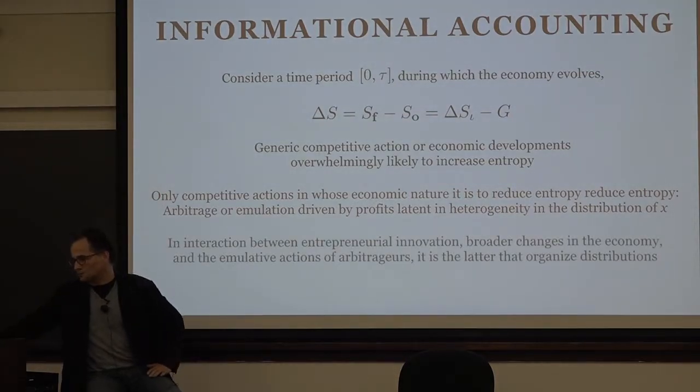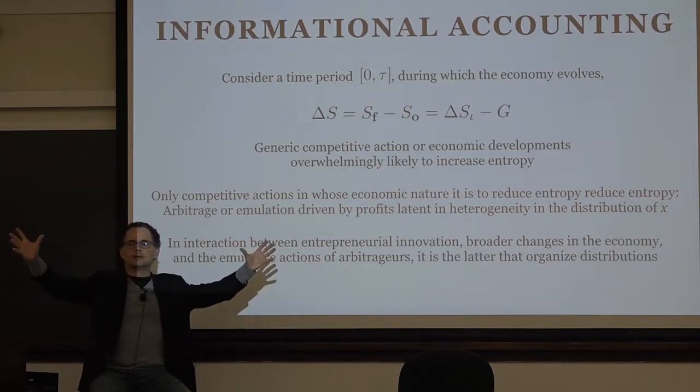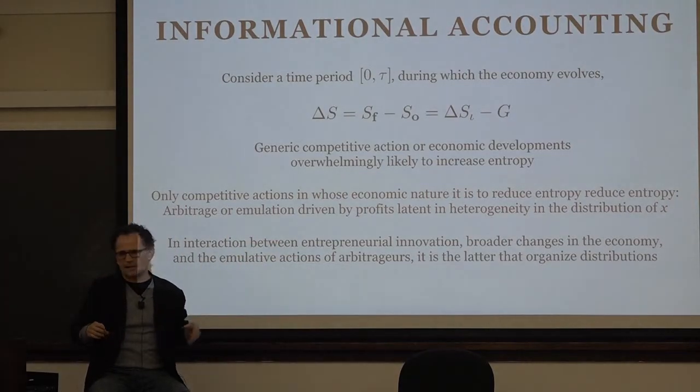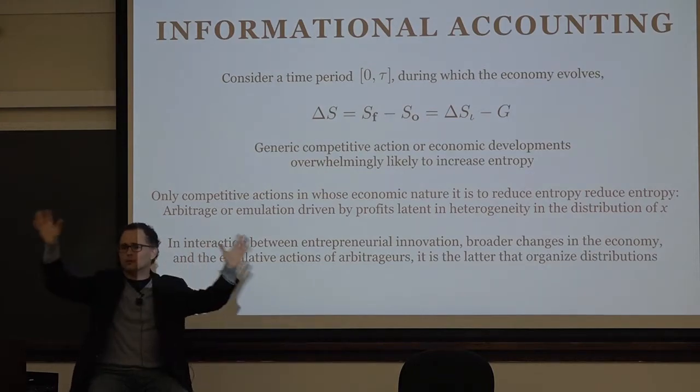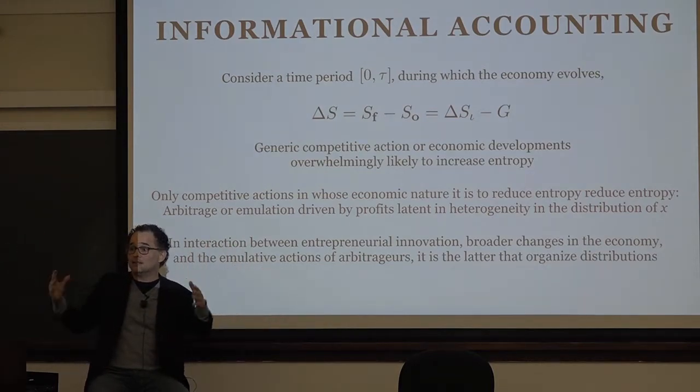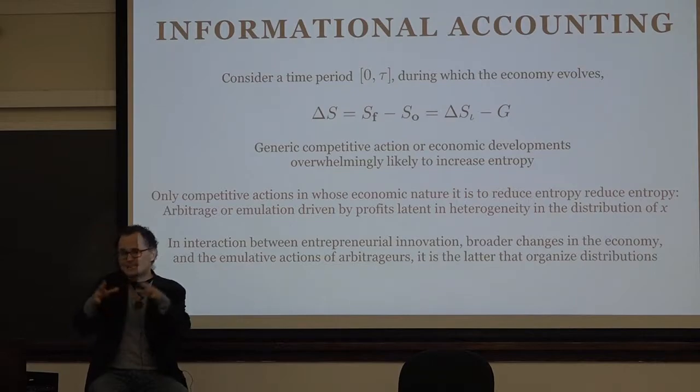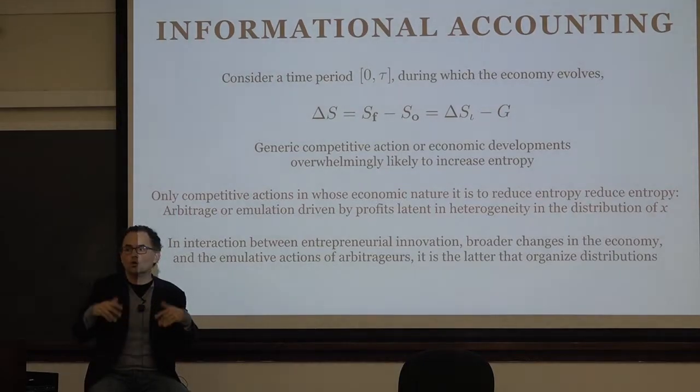All right. So in the dynamic interaction between all sorts of things happening in the economy, there's innovation, there's policy changes, there's labor market, anything you want, and these arbitrage actions. It is the latter, the arbitrage actions, that give the functional form to the distributions we observe. Everything else is adding what we like to call noise.